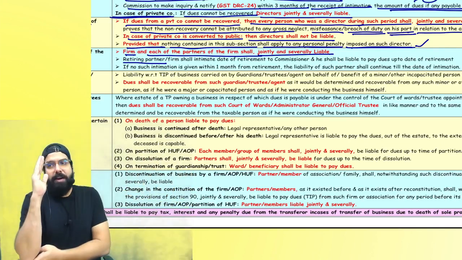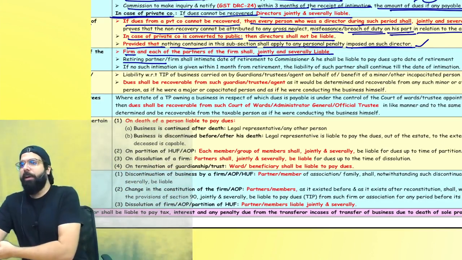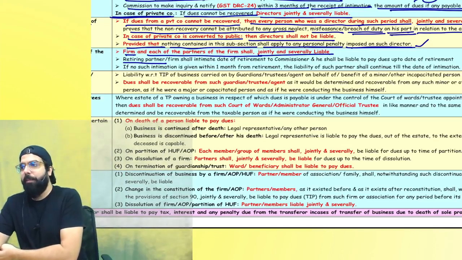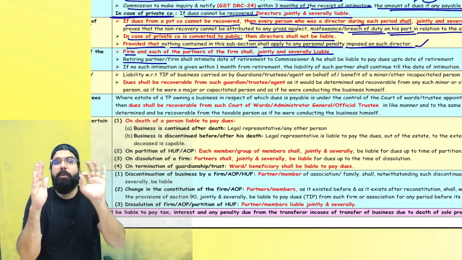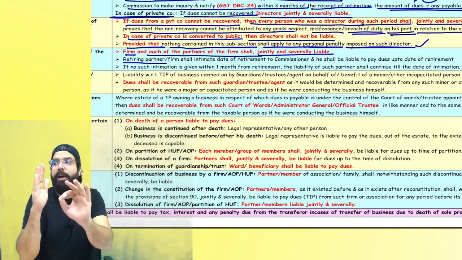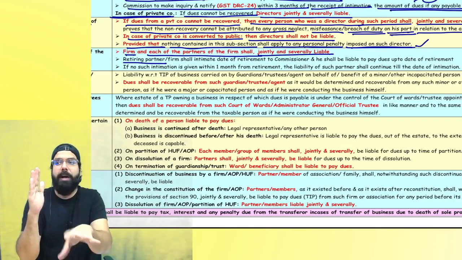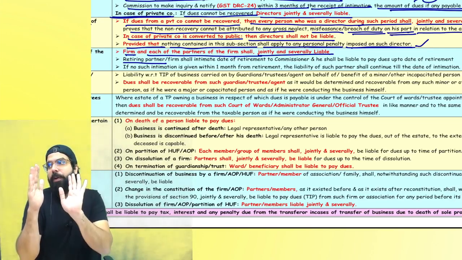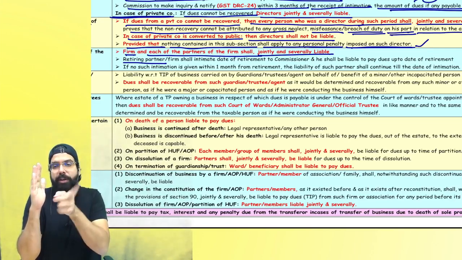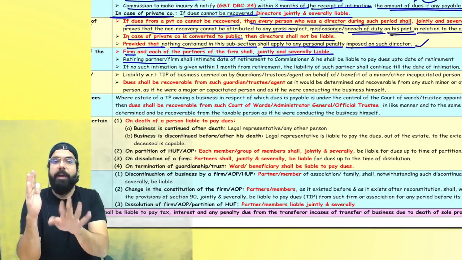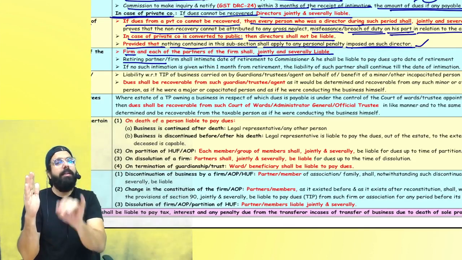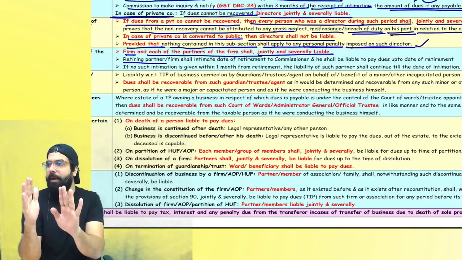If a partner retires, within 1 month he has to intimate the commissioner. If he intimates the commissioner, then he will be liable up to the date of retirement. Up to the date of retirement, whatever is the liability, that will be a joint and several liability of the partners, including the retiring partner. Tell me one thing, if for this period any demand order is given later, then is the retiring partner also liable? Yes. If any demand order was already given, then also the retiring partner is liable. Am I clear till here?